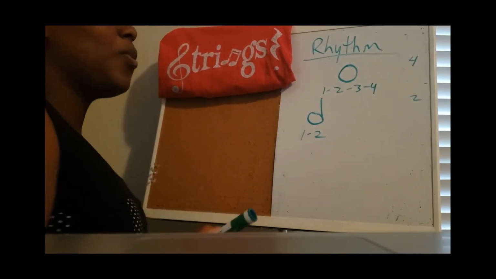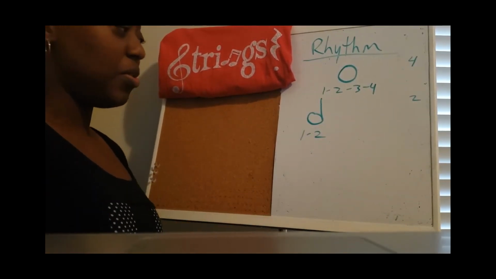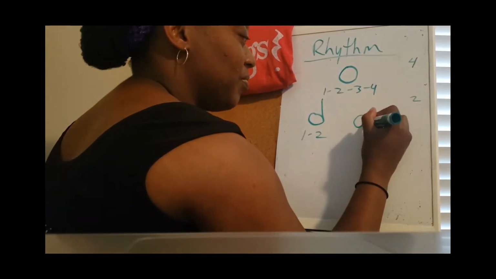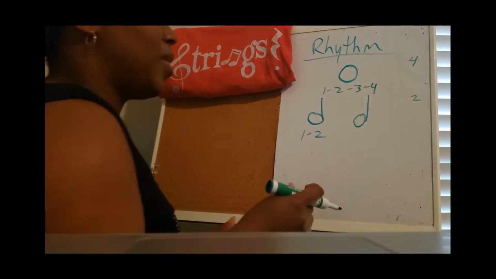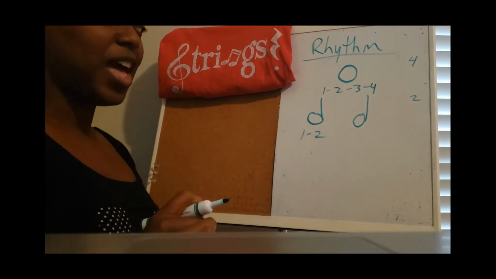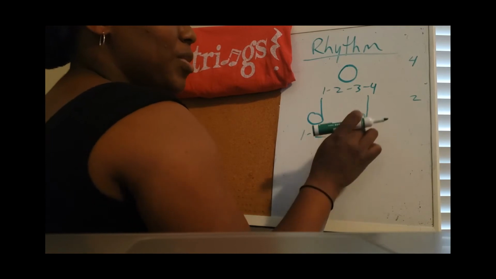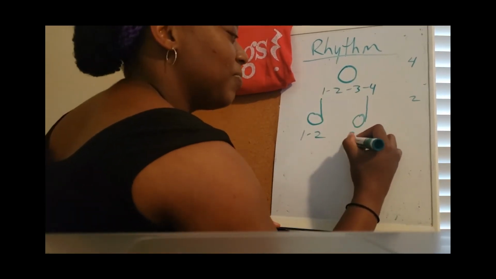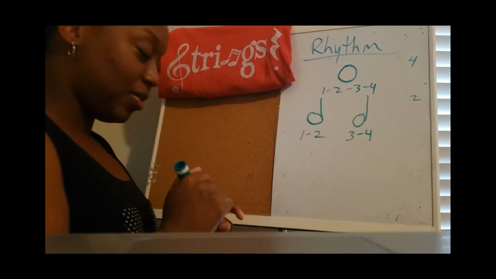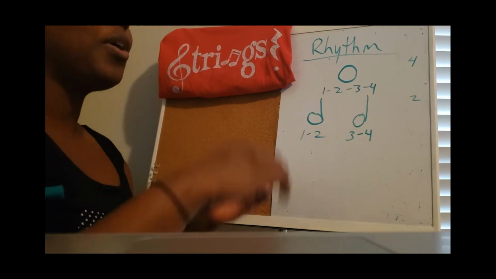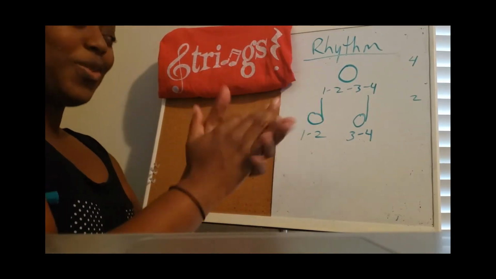Now, say if I want more than just one half note. What if I want 2? 2 half notes. So I have beat 1 and 2 over here under the first half note. And 3 and 4 come after. So beat 3 and beat 4 will go to this half note. And when I put it together, it'll sound like this. Here I go. 1, 2, 3, 4.